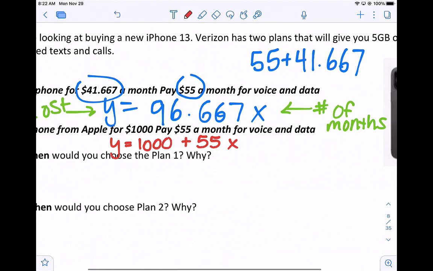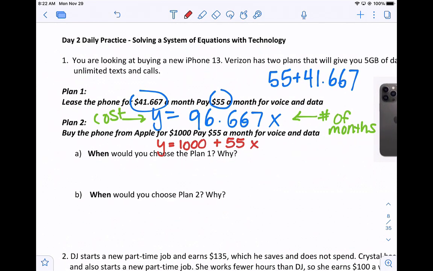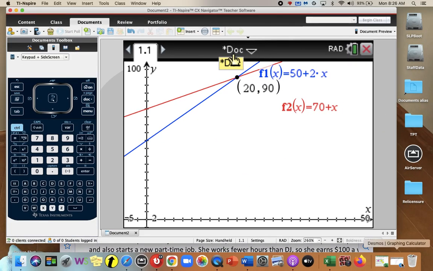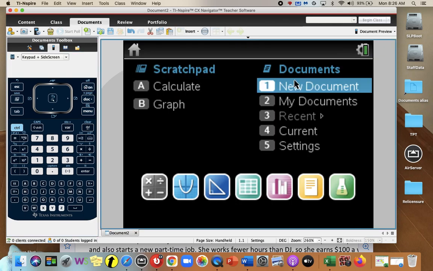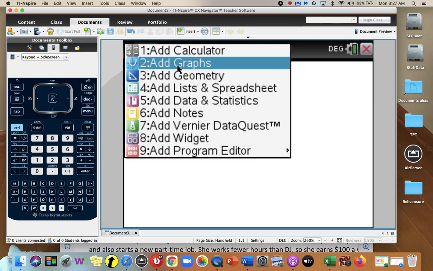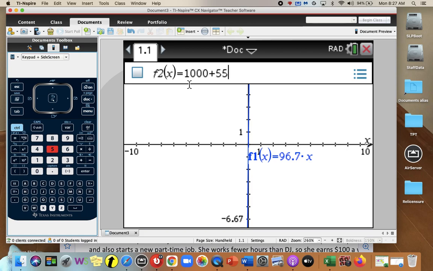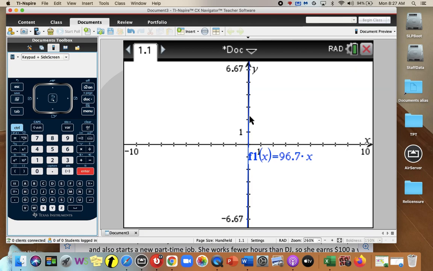All right, so now that we have our two equations, we could just put in values of x and see when they're the same. But now that we know we have technology, we can type that in. So again, I'm going to show you both methods. First is graphing calculator. I'm going to open a new graph page and not save the unsaved, and then type them in. So the first one starts at $0, but then it's 96,667 per month. I'll hit enter, and then I'll hit tab and type in the second one, which costs $1,000 up front plus 55x. Again, we can't see it right away because the y-intercept's 1,000 and this doesn't go up that far.